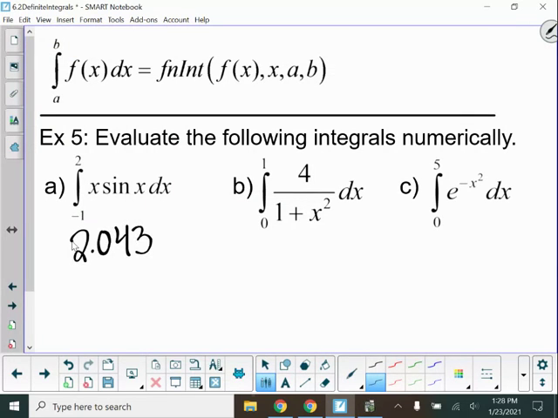So take a moment, maybe pause this video and try B and C and make sure you can get those correct. For part B, you should have 3.142. And for part C, 0.886. Also, I didn't really say this, for part A, you do need to make sure you're in radians and not degrees. If for some reason you had switched away from radians, put it back in radians before you do that type of question.